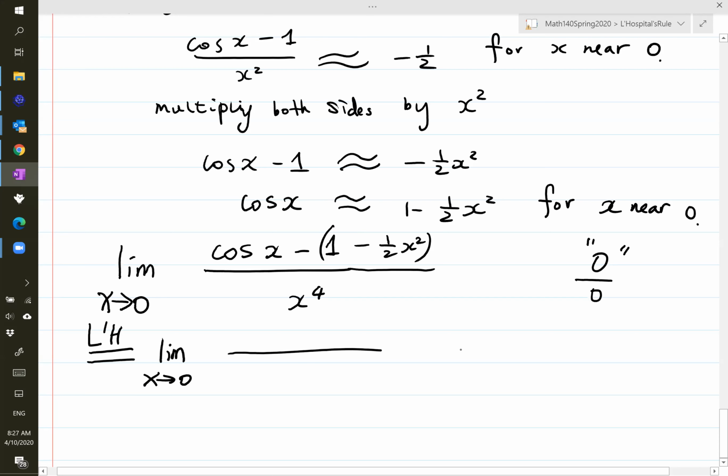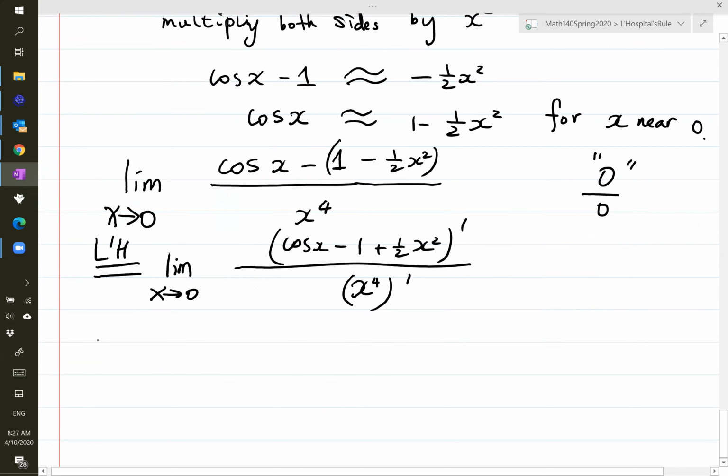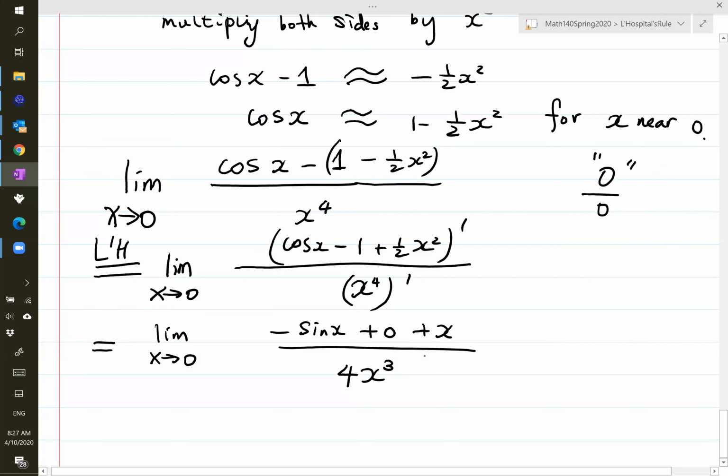Then what we get is, we differentiate x power 4 in the denominator. Now the numerator, we get minus 1 plus x squared divided by 2. Okay, we apply L'Hopital's rule, then we differentiate. So this is algebra now. Cosine x derivative is negative sine x. 1 derivative is 0. The derivative of 1/2 x squared is actually x. Now x power 4, we get 4x cubed by the power rule.